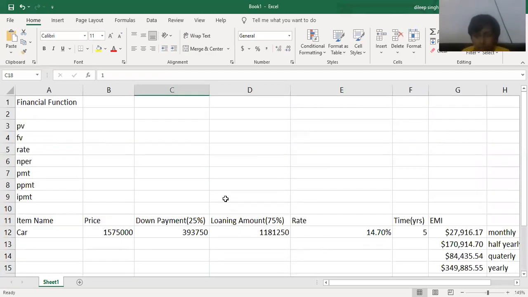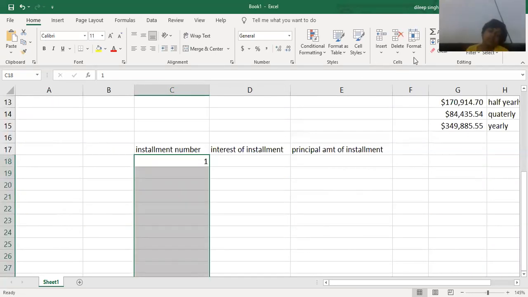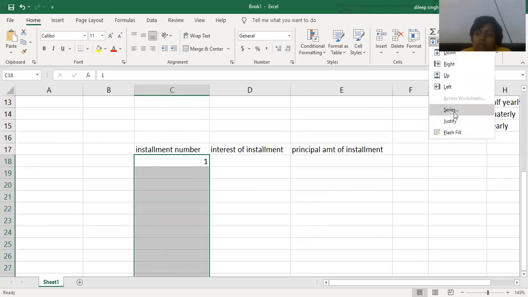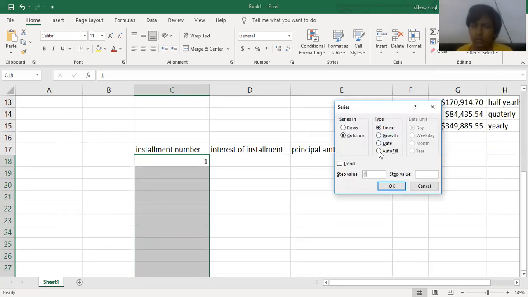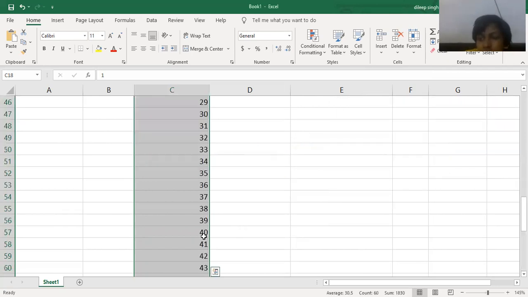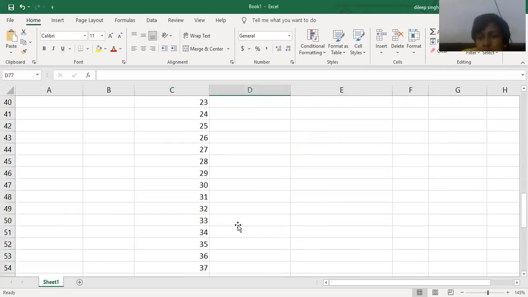So see here. After selecting this, just go to the next option. There is a function, that is Home, and when you click on the Fill option, here we have a Series option. When you click on the Series option, this is the option that is Linear, and just click on the upper limit of the value, that is the 60. Just type here 60. When you type 60, you will get the 60 installment numbers like this. You can also use the drag as well.